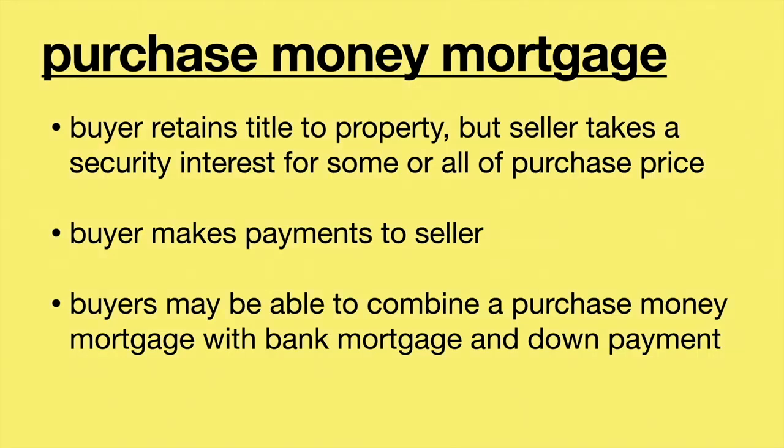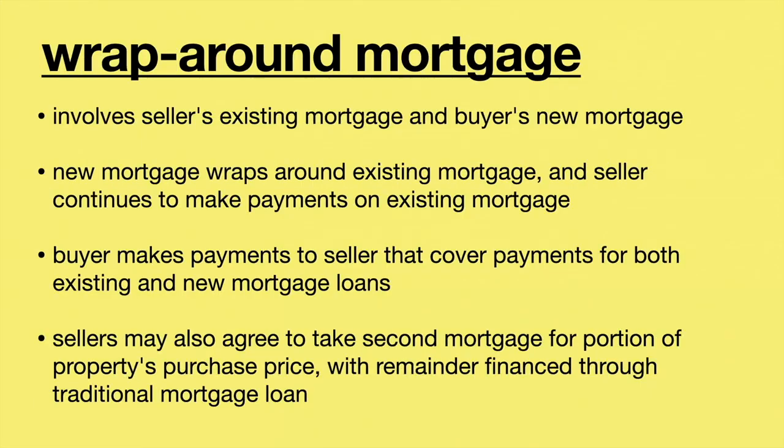Buyers may be able to combine a purchase money mortgage with a bank mortgage and the down payment. A wraparound mortgage involves the seller's existing mortgage and a buyer's new mortgage. The new mortgage wraps around the existing mortgage, and the seller continues to make payments on the existing mortgage. The buyer makes payments to the seller that cover payments for both the existing and new mortgage loans. Sellers may also agree to take a second mortgage for a portion of the property's purchase price, with the remainder financed through a traditional mortgage loan.